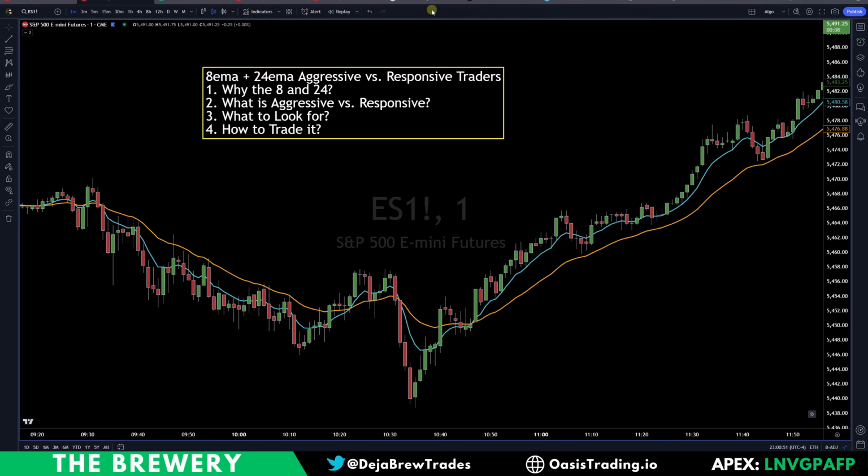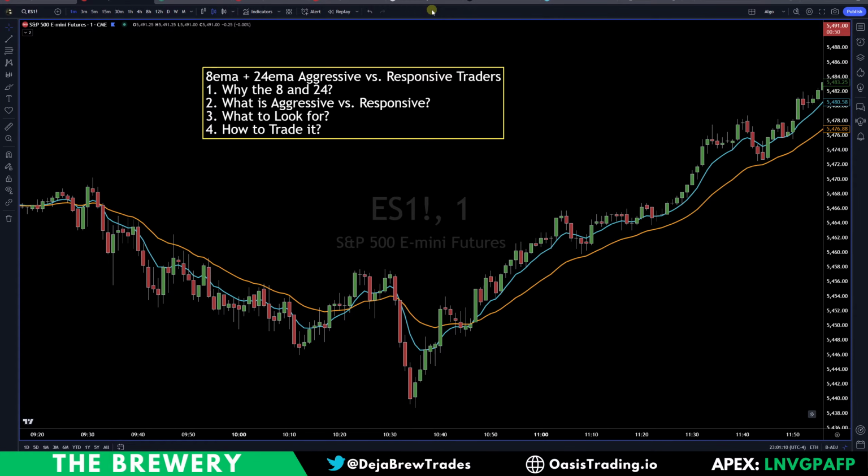And then in those trends where you feel like, man, I'm trading the breakouts, but I just keep getting trapped. These breakouts just keep failing, but it's still going in that direction. How am I losing this trade? That is usually when the 24 EMA, the responsive traders, are in control.